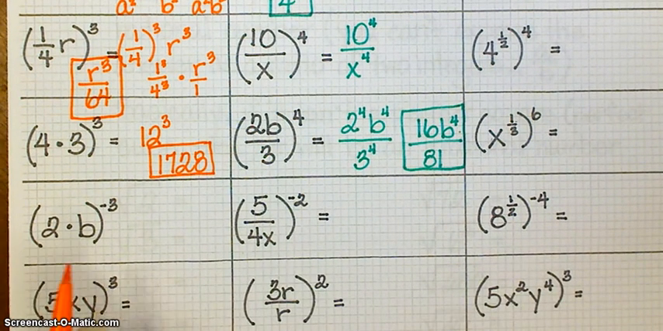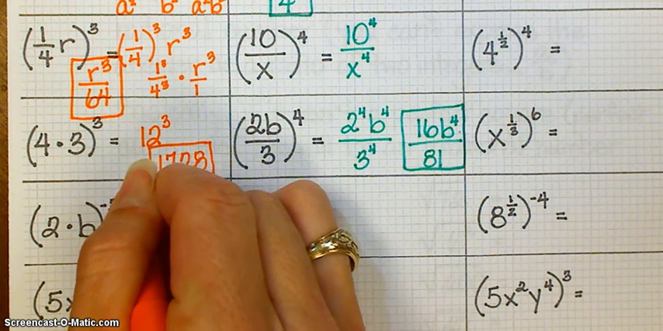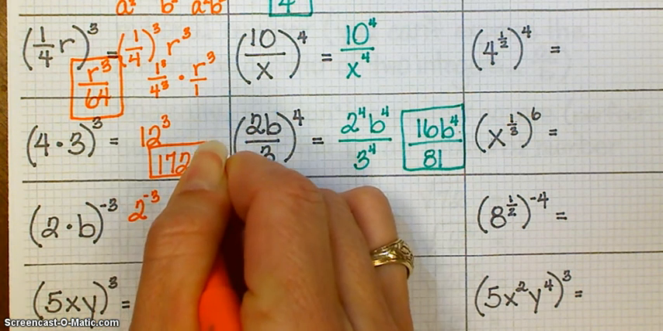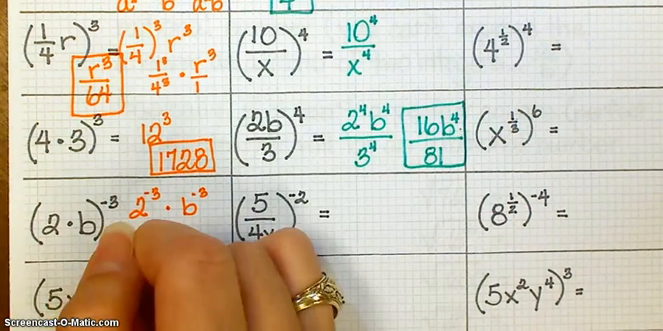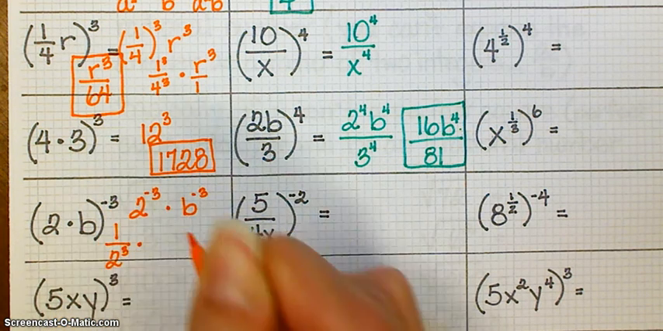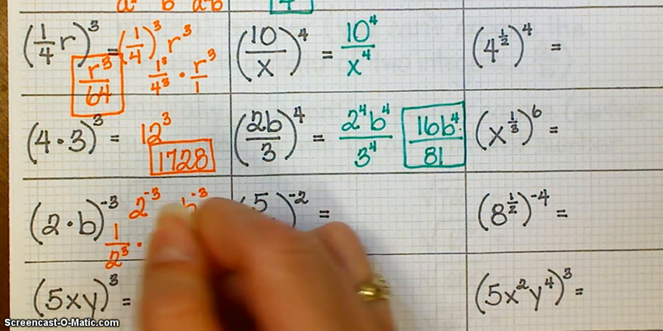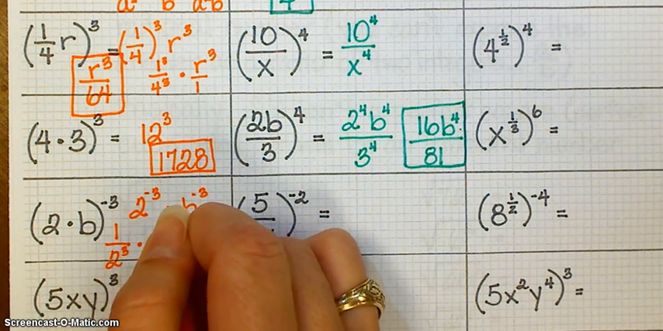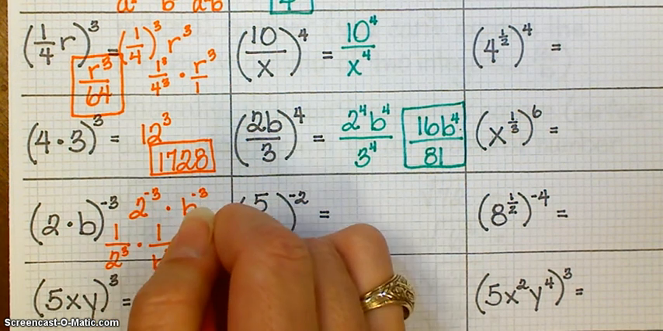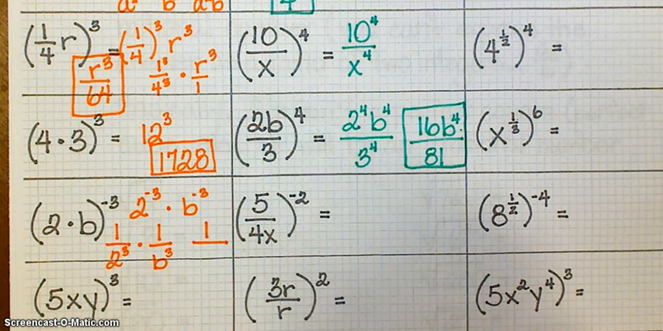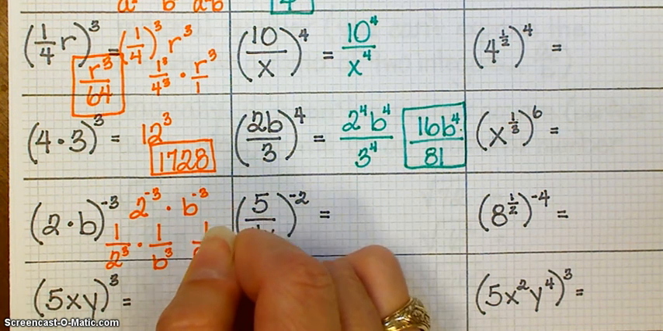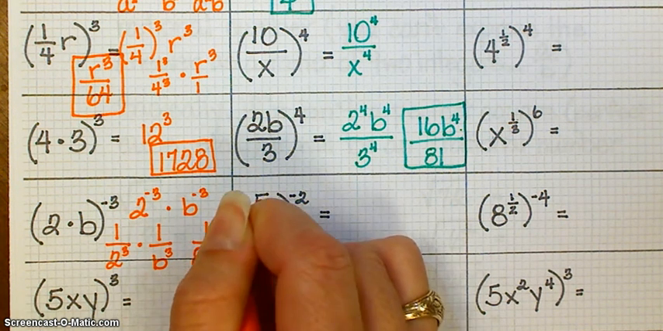This is going to become 2 to the negative 3 times b to the negative 3. 2 to the negative 3 is the same as 1 over 2 to the third. B to the negative 3 is 1 over b to the third. So on top you have a 1, and on bottom 2 to the third is 8, and then multiplied by b to the third. 8b to the third.